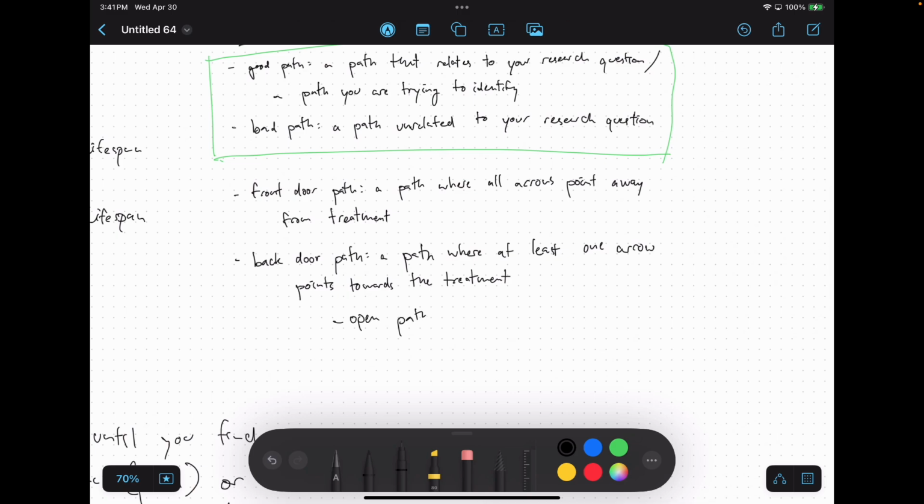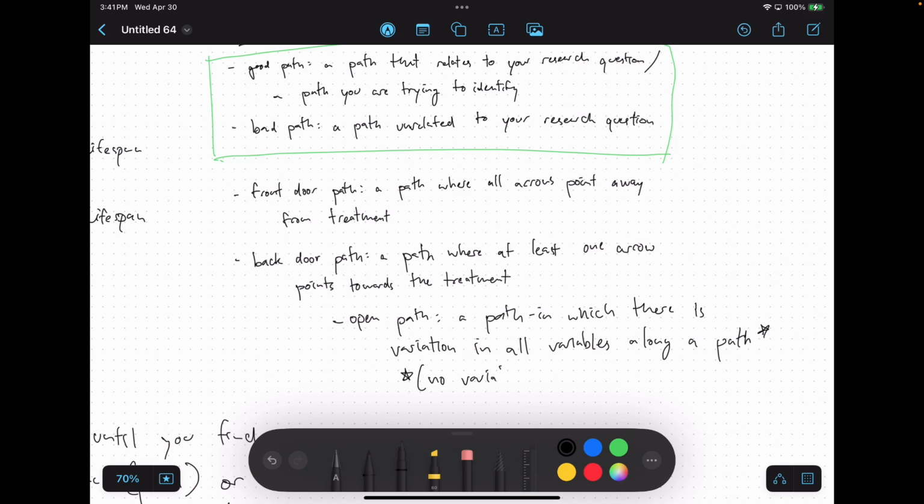An open path is a path in which there is variation in all variables along the path, with an asterisk being that there is no variation in any colliders along the path. And I will get back to this in just a moment.